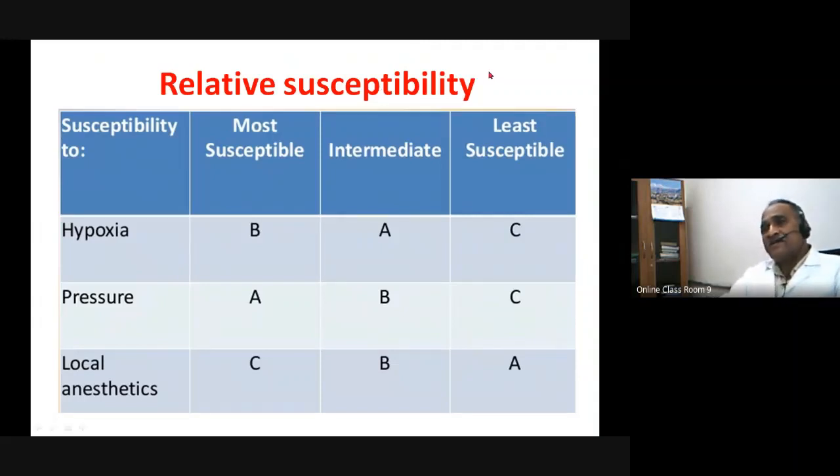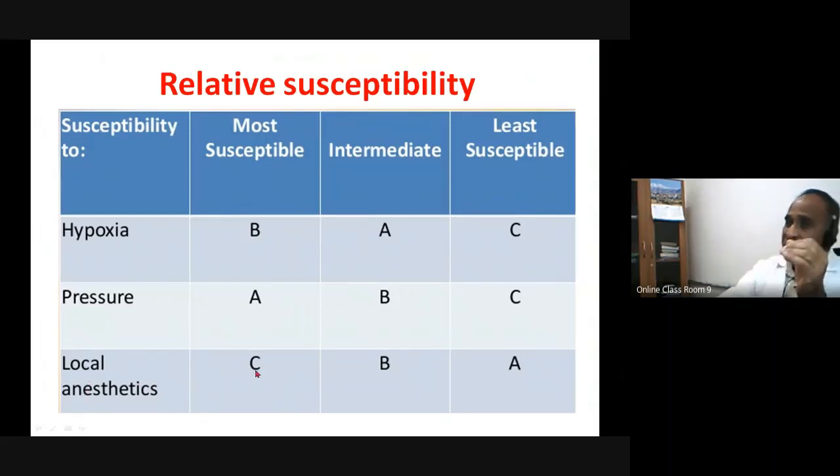Having said that, the study was to see their relative susceptibility. Now, the first and foremost thing was when we apply local anesthetic on the nerve, what would be the susceptibility? Now, this is the degree or the gradation, the most susceptible, the least susceptible and intermediate. Local anesthetics block the C fibers. That means C fibers are more susceptible to local anesthetics.